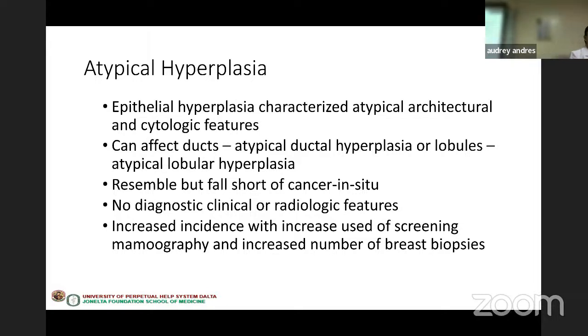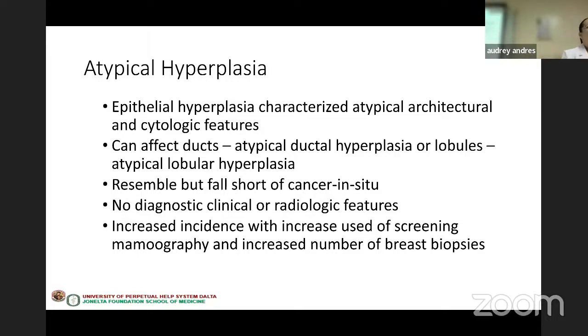Then we have atypical hyperplasia. This is epithelial hyperplasia with atypical architectural and cytologic features. These can affect ducts, so it can either be atypical ductal hyperplasia or atypical lobular hyperplasia. It could resemble carcinoma in situ, but cannot be distinguished yet with clinical and radiologic features.